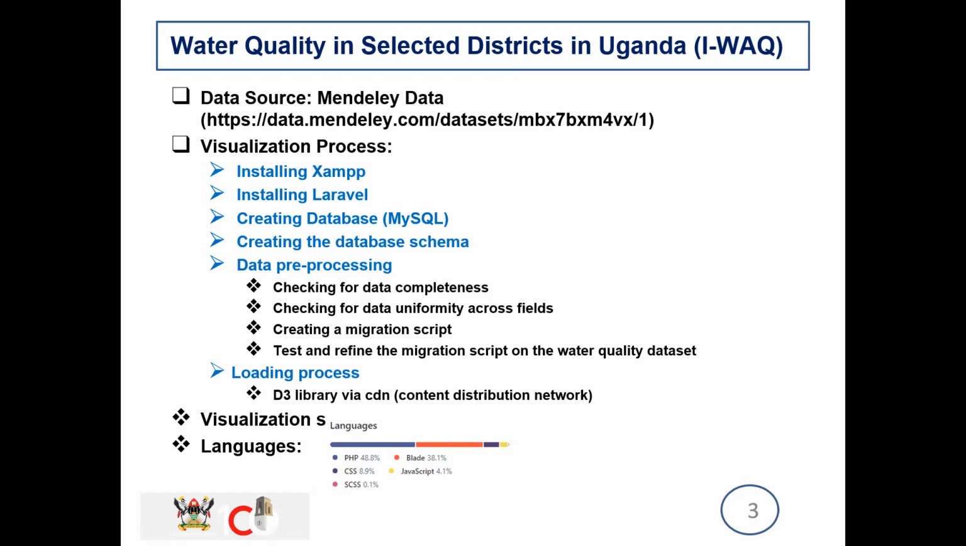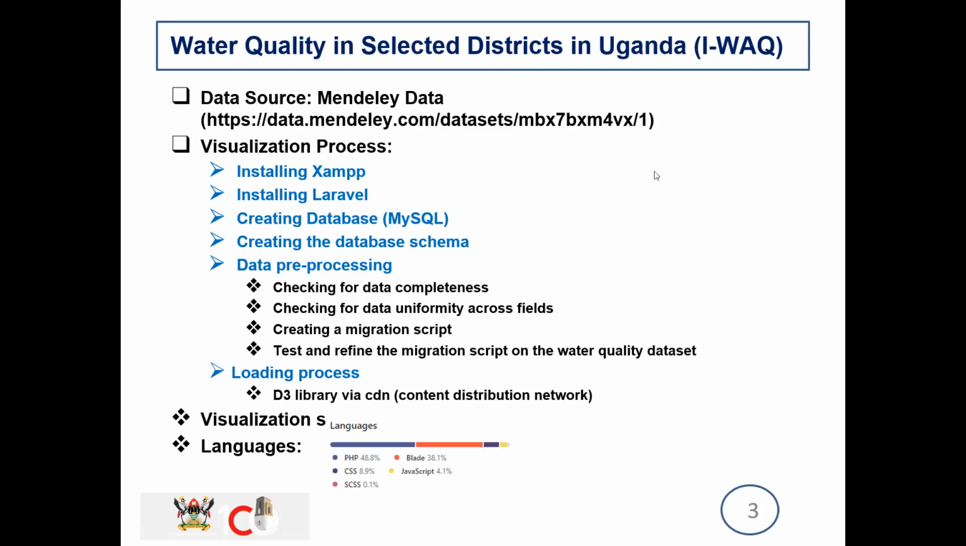Then I had to create a migration script to see how the data is imported into D3 for visualization. Then I had to test and refine the migration script on the water quality data set. Again, I looked into the loading process. Since D3 is just a JavaScript library, I had to import it using the content distribution network. Then, to head straight to the visualization, the languages I used were PHP, JavaScript, and these other languages that help me to do the styling.